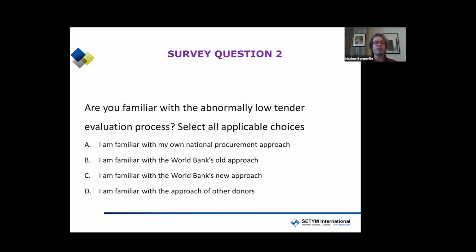First, a little survey question, the second one. Question is, are you familiar with the abnormally low tender evaluation process? And you can select more than one applicable choice. So here's the survey. I'll leave you 1 minute to fill it. I just want to know what you've done before, what you've been trained on, to see where we proceed with this presentation.